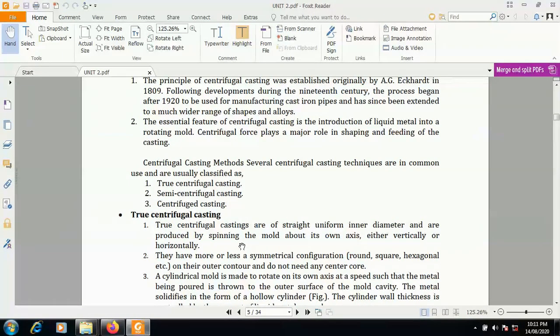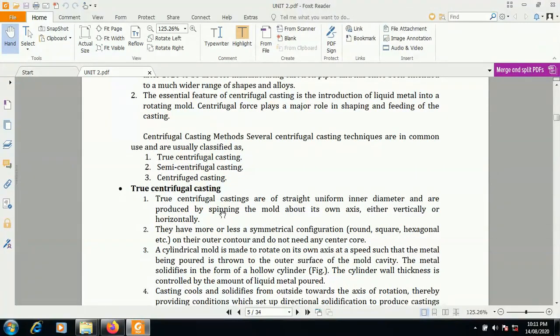This true centrifugal casting process is used in the manufacturing of hollow pipes which are made up of metal. In this process, castings have a straight uniform inner diameter and are produced by rotating the mold about its own axis either vertically or horizontally. Here molds are made up of sand or metal depending on the number of castings to be produced. The inner surface of the casting must be round, but the outer surface may have any cross section like round, square, hexagonal, octagonal, any type of symmetric section you can produce by using this true centrifugal casting process.